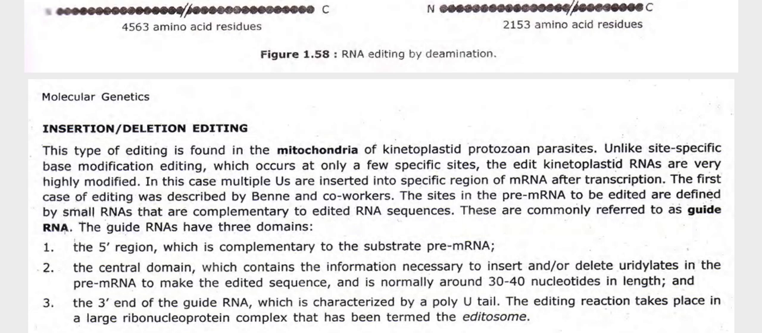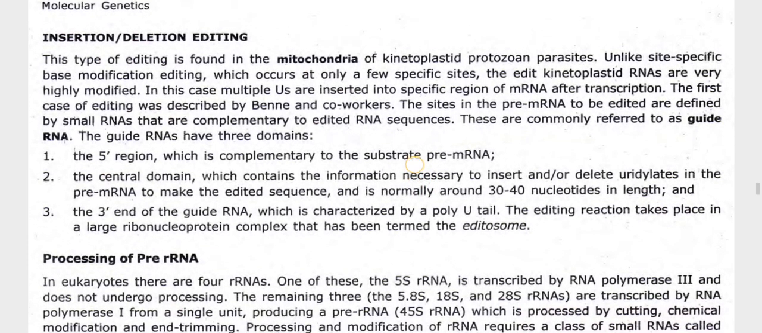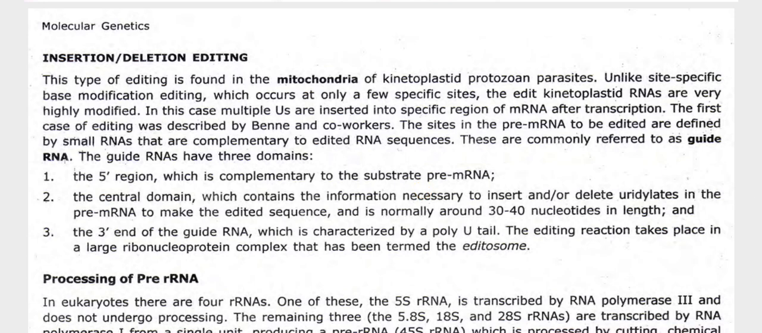Then insertion/deletion editing. This type of editing is found in the mitochondria of kinetoplastid protozoan parasites, unlike site-specific base modification editing, which occurs at only a few specific sites. The edited kinetoplastid RNAs are very highly modified. In this case, multiple Us are inserted into specific regions of mRNA after transcription. The first case of editing was described by Benne and co-workers.